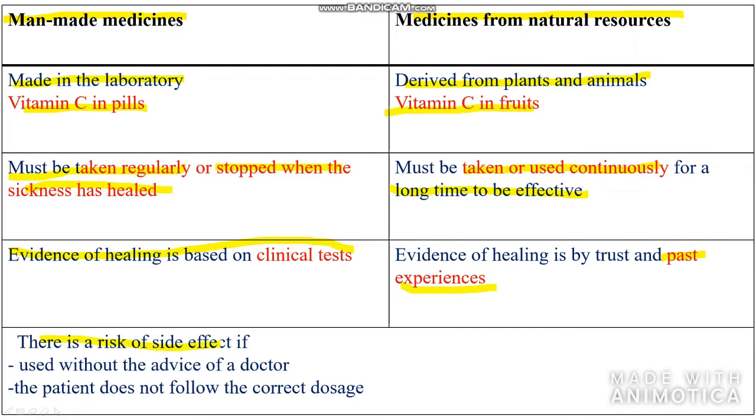Maksudnya dia ada kesan sampingan sekiranya anda tidak guna berdasarkan prescription doktor, use without the advice of a doctor. For example, doktor suruh cuma makan 2 capsule untuk satu hari, tapi anda makan 4 capsule untuk satu hari, so dia akan bawa kesan sampingan if the patient does not follow the correct dosage. So kita mesti ikut apa yang doktor suruh.